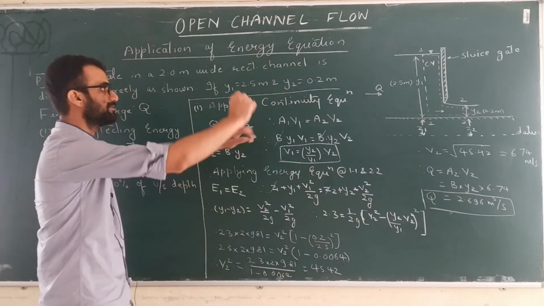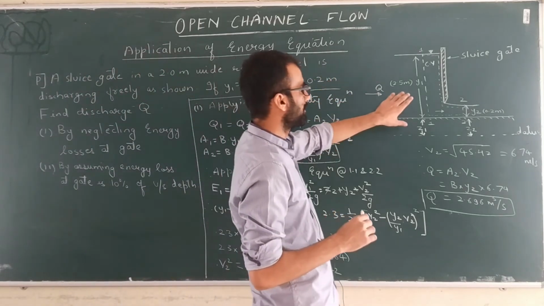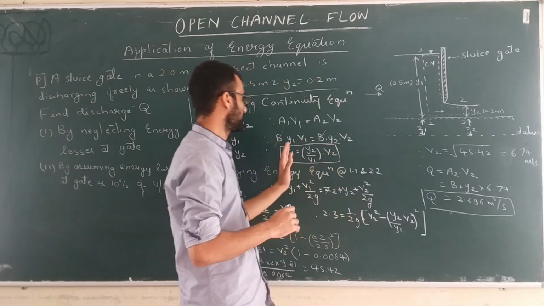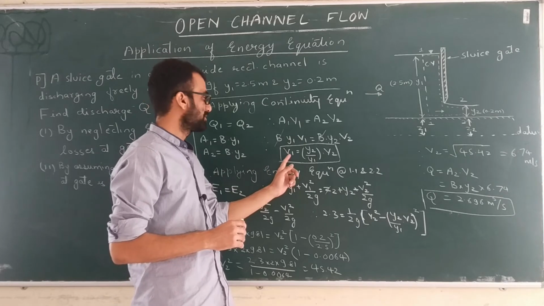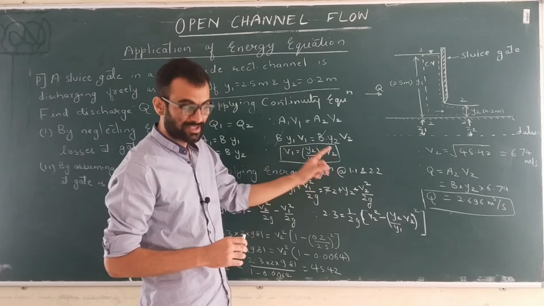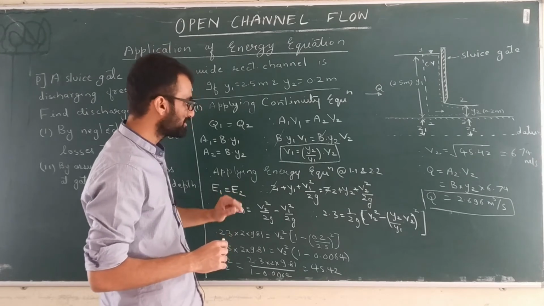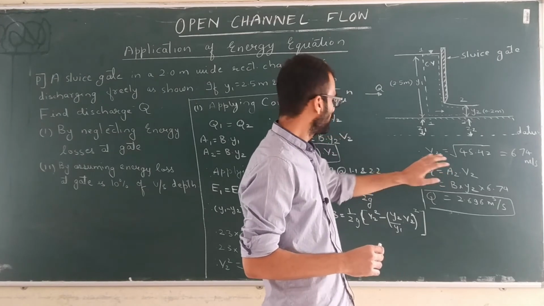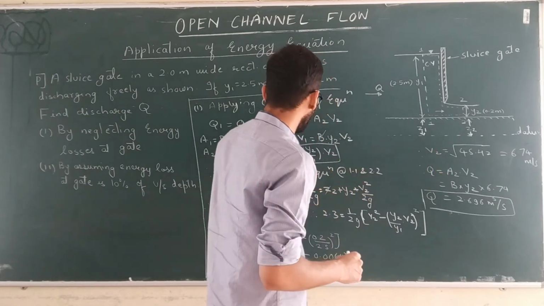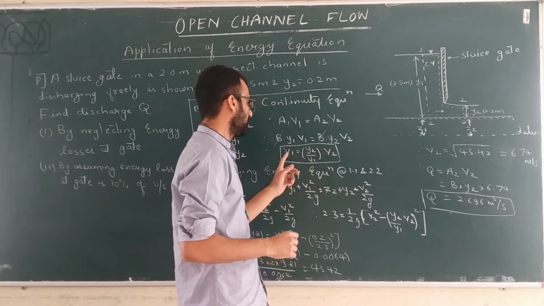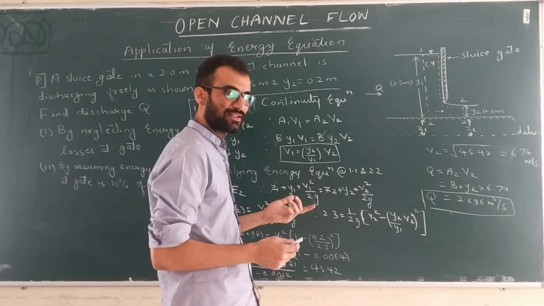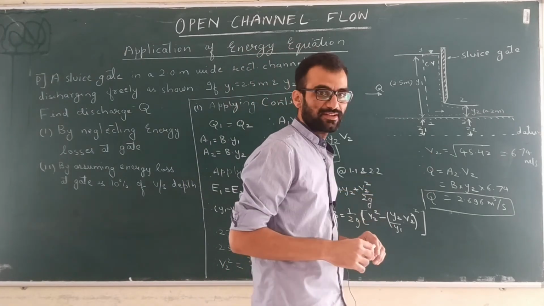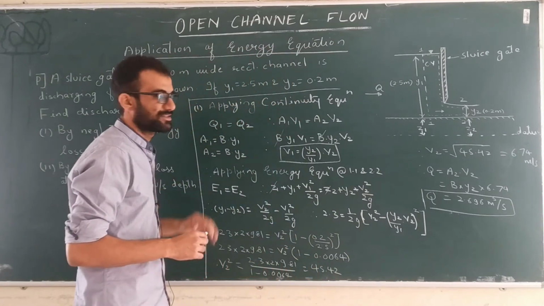So what we have done is apply the energy equation. Of course, we used the continuity equation at the very first stage to get the basic relationship between V1 and V2. Then by applying the energy equation we got the value of velocity. If you replace V2 in terms of V1, you can also find V1. Either way you can find V1 or V2 by applying the energy equation and get the discharge. This is how you can apply the energy equation.